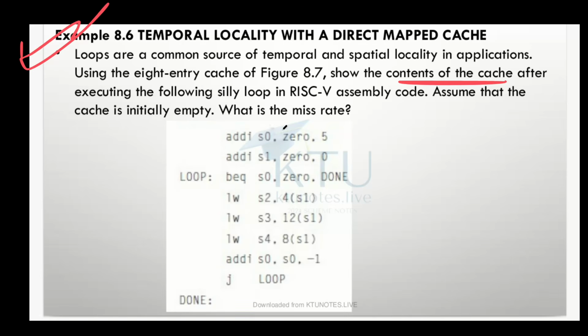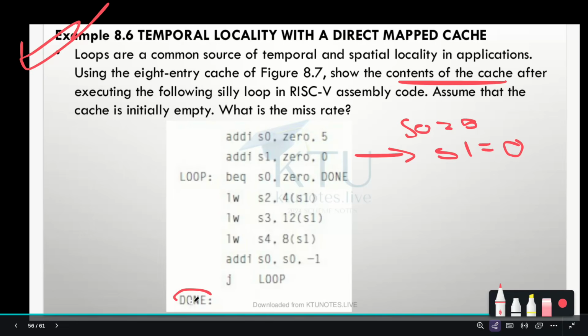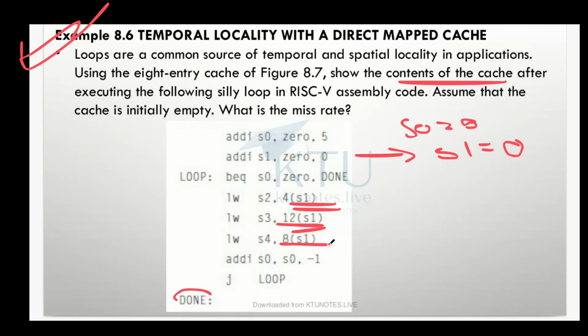There is a code here where we have initialized S0's value to be 5. To understand the code, you have to learn module 1. S1 is given as 0. Now we have to see if S0 is equal to 0. If S0's value becomes 0, then we have to go to the done branch. Otherwise we have to take this load instruction, this memory access, this also is a memory access, and reduce the value to S0 minus 1. Again do the loop operation. That means here 3 times the memory is accessed.